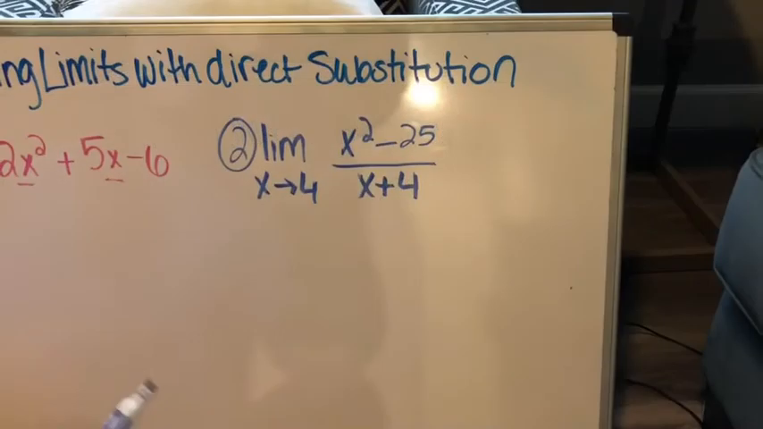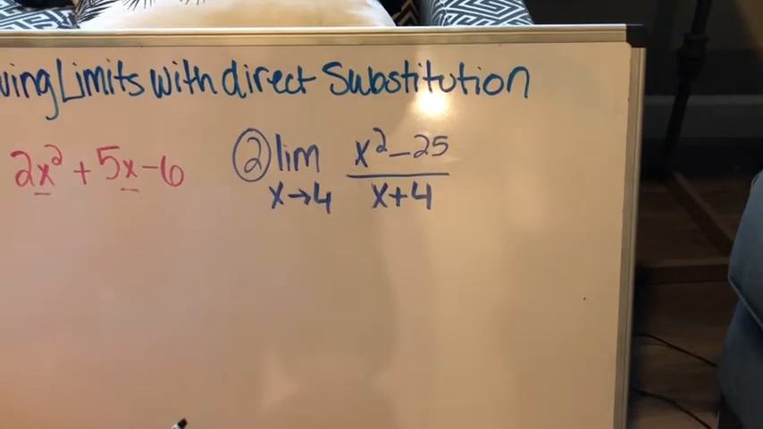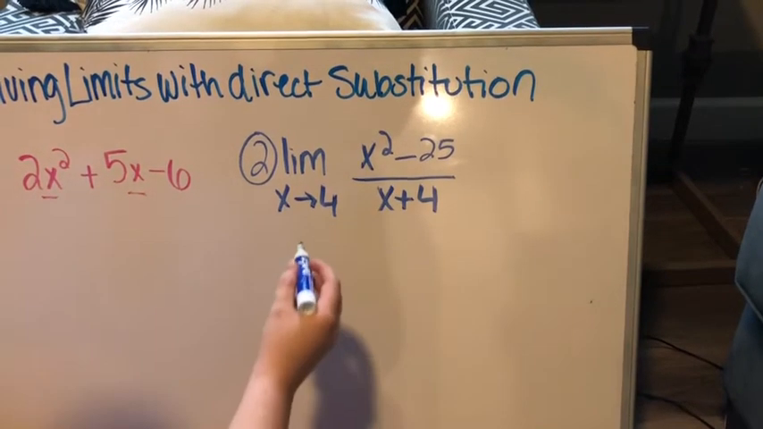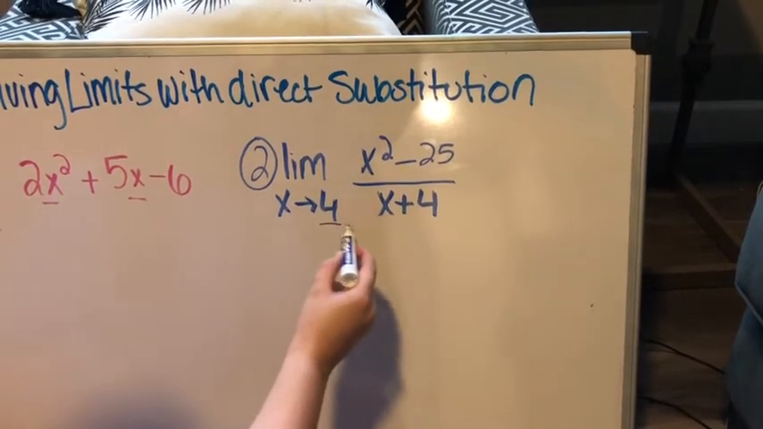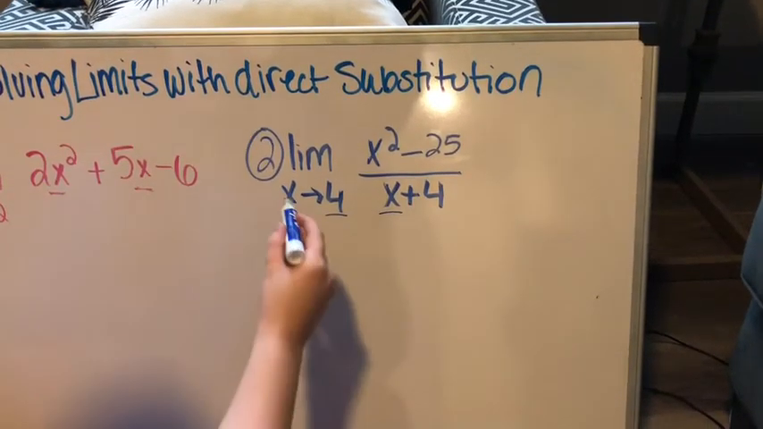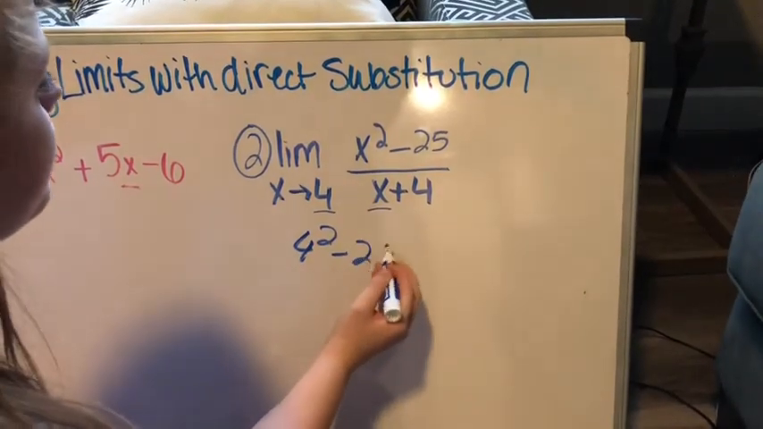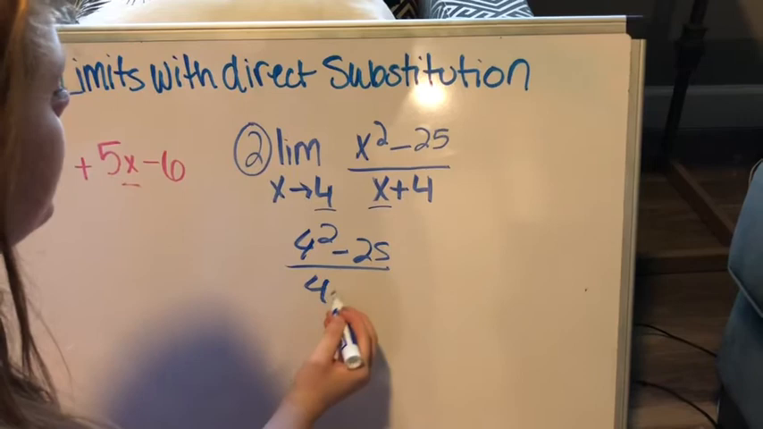Next, let's look at a limit that has a numerator and a denominator. So the limit as x approaches 4 of x squared minus 25 over x plus 4. The first step that you want to take is make sure that this number plugged into the denominator doesn't give you 0. If it gives you 0, we've got a problem. So let's start plugging 4 into this problem. We have 4 squared minus 25 over 4 plus 4.